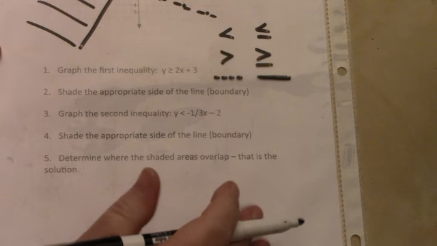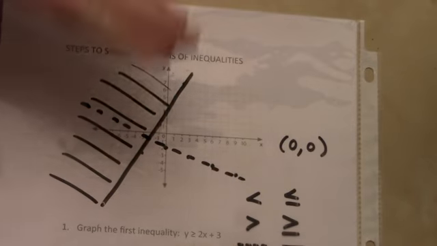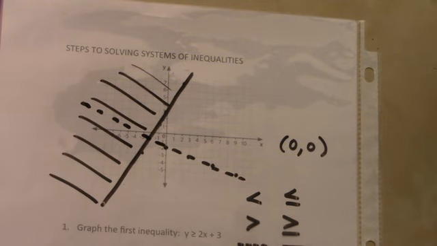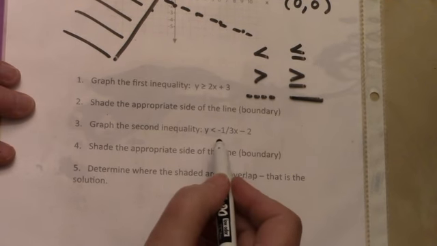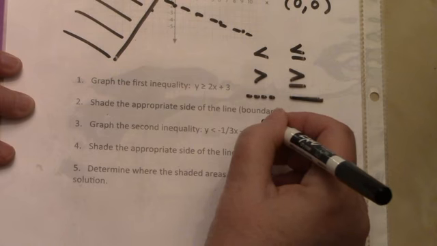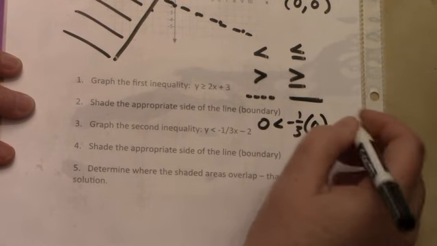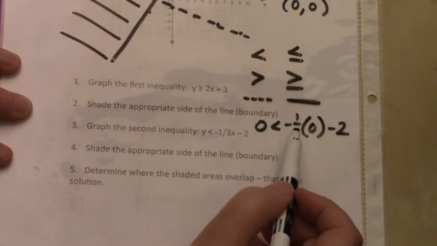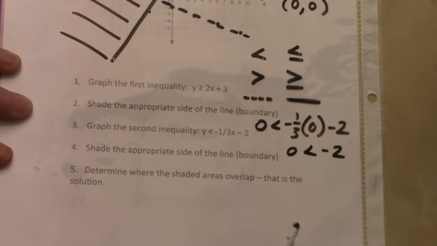So I'm going to connect these with dashes. Now I need to see, am I going to shade above or am I going to shade below it? Well, we're going to do the same thing we did with the first line. We're going to test that middle point, 0, 0. So in this equation, instead of y, it's going to be 0. Is 0 less than -1/3 times 0 minus 2? Well, 1/3 times 0 is 0. So is 0 less than -2?